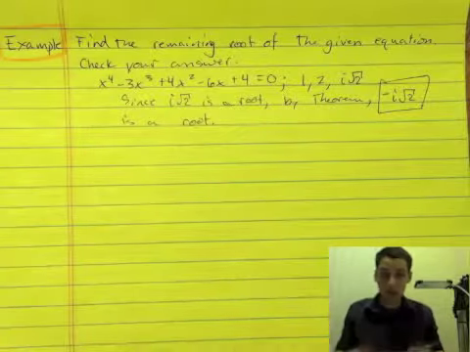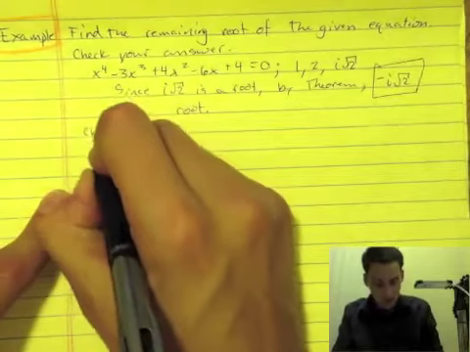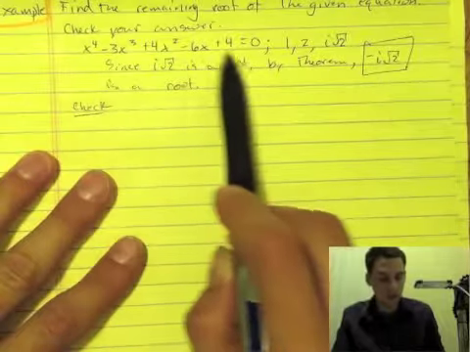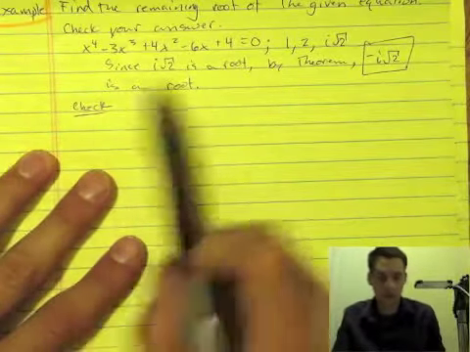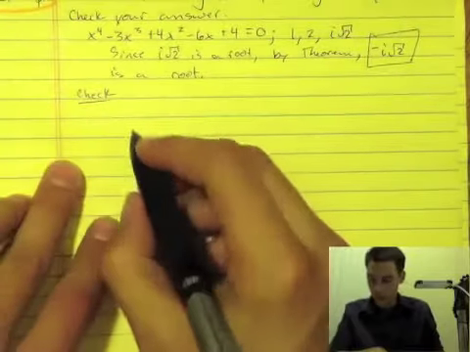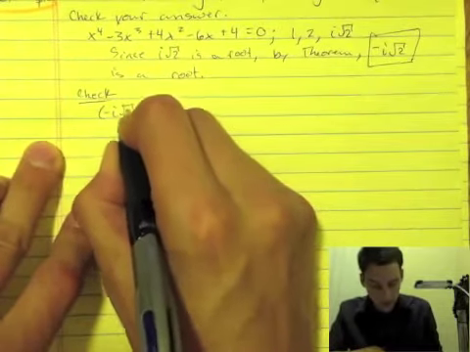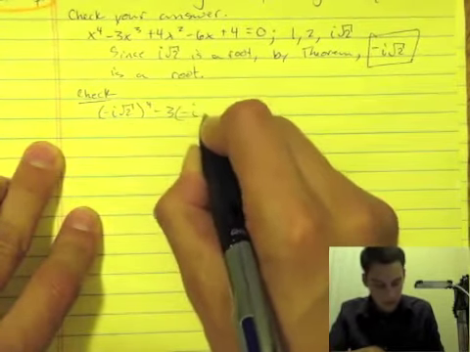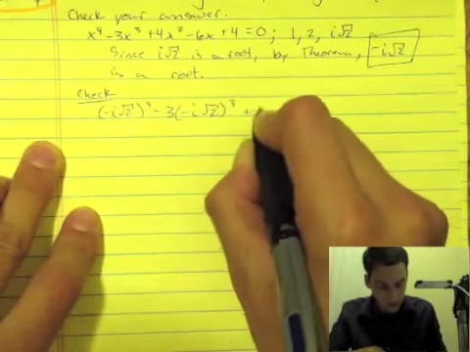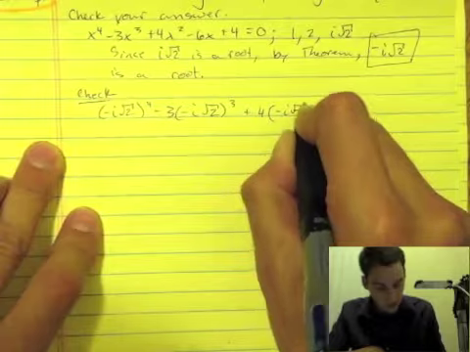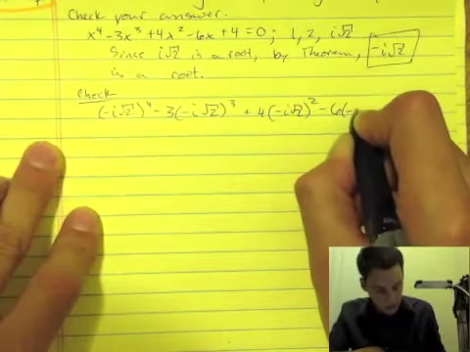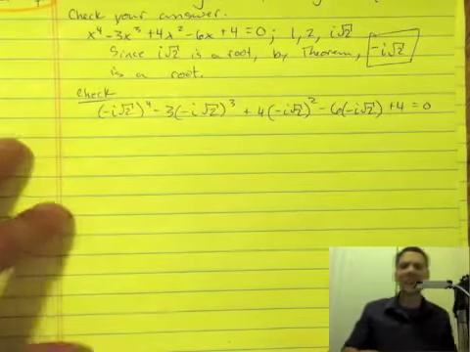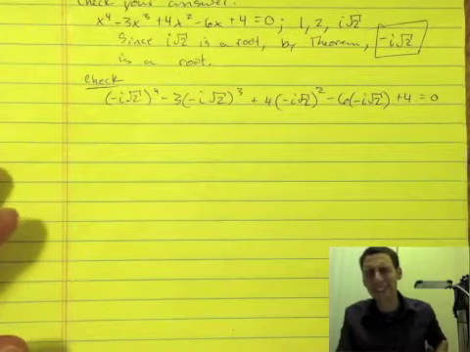Check, please. Check your answer. We gotta check your answer. So here's the check. To check, all we have to do is plug in our root to our equation and see if we get 0. See if this is true. Let's do this. Negative i root 2 to the 4th minus 3 times negative i root 2 cubed plus 4 times negative i root 2 squared minus 6 times negative i root 2 plus 4 equals 0. Let's see if it's 0. All right. We'll see.